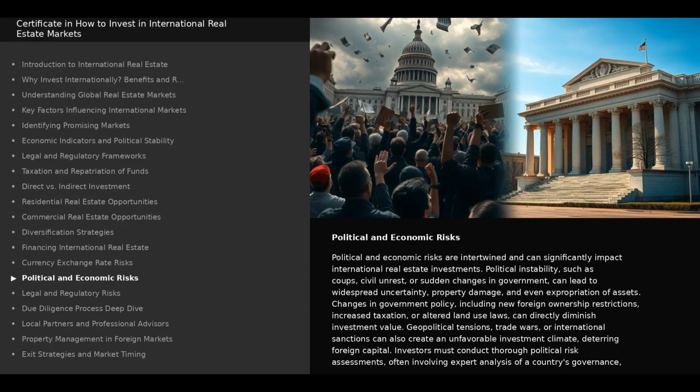Geopolitical tensions, trade wars, or international sanctions can also create an unfavorable investment climate, deterring foreign capital. Investors must conduct thorough political risk assessments, often involving expert analysis of a country's governance, legal system, and social cohesion. This proactive approach is essential for safeguarding assets.